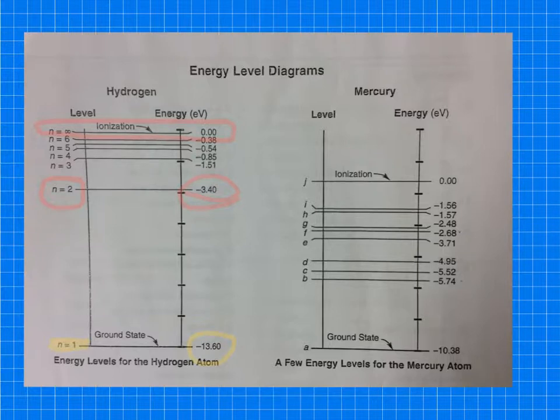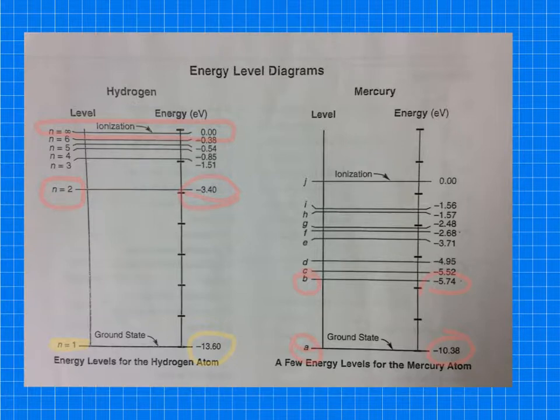So if we look at mercury, n equals 1, or associated with level A, has a different energy level or energy state than, say, level B, or associating with n equals 2. So the difference in energies between those two states of 10.38 and 5.74, that is also different. So the amount of energy that's required for the electron to move from A to B is different for mercury than it is for hydrogen moving from n equals 1 to n equals 2. So every element is different.